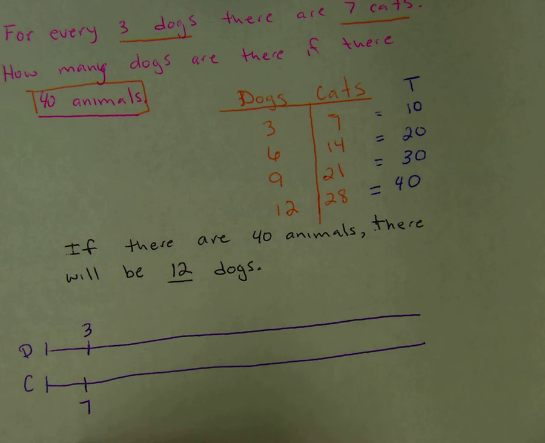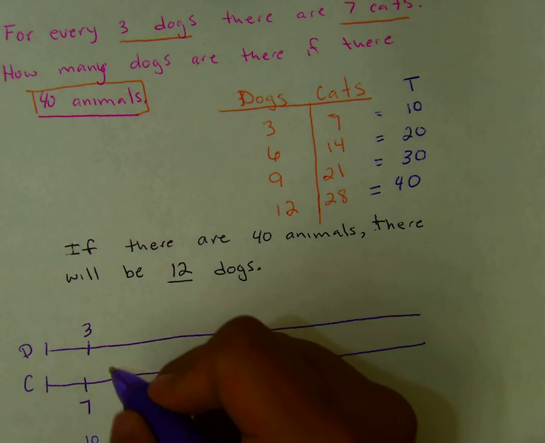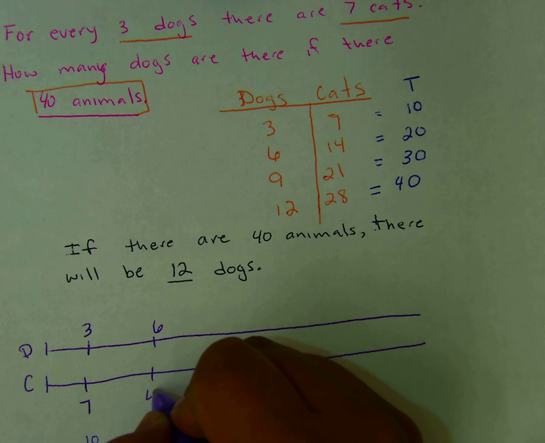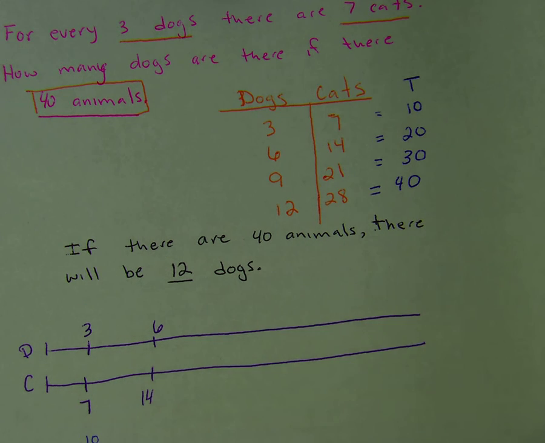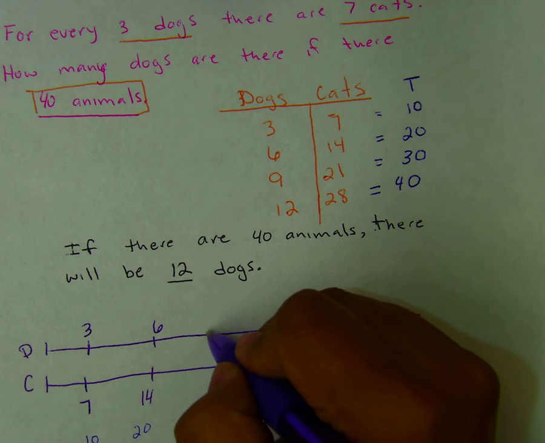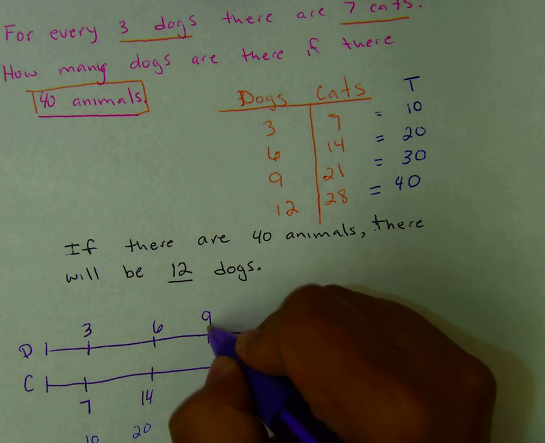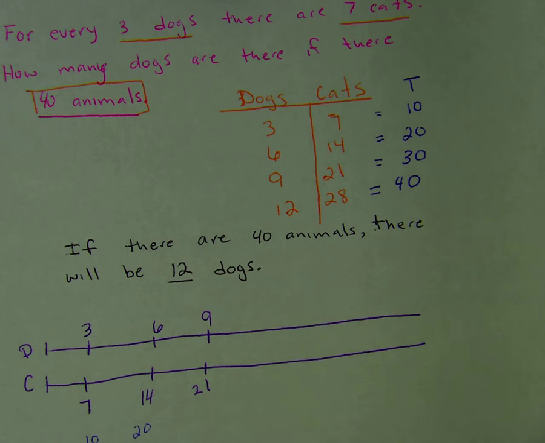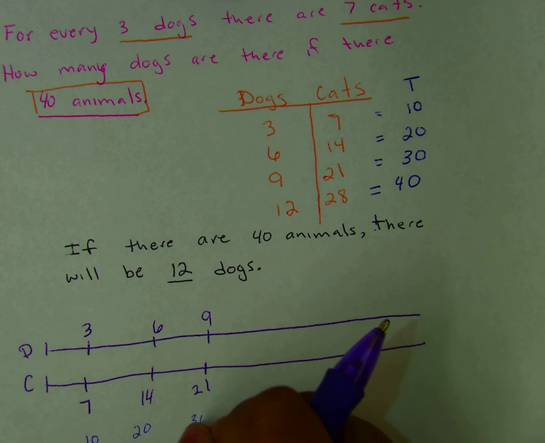So my total here, again, will be 10. Okay, so if I keep on increasing, I'll have 6, and then I'll have 14, and my total is now going to be 20. Still need to keep going. Here's my 9. I'm sorry, my number of cats will be 21. My total will be 30.